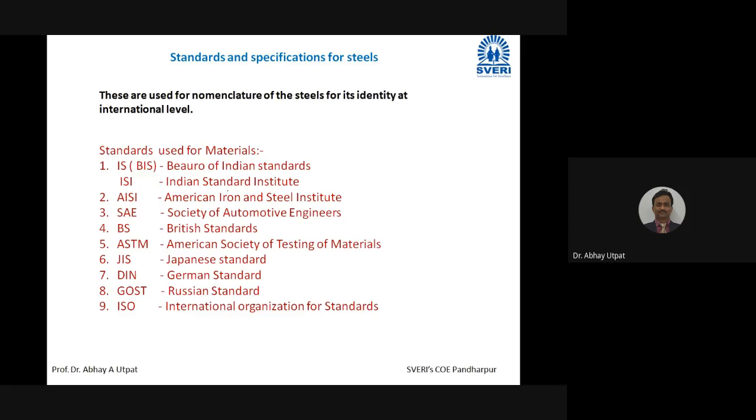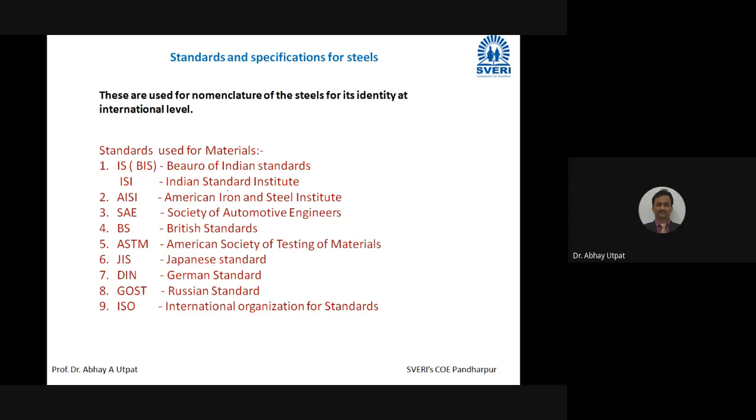International Organization for Standards is ISO. You have seen ISO 9001, ISO 2015. This ISO is one international body which decides some standards. Now, as per this ISO internationally, this code will be the same in every country. Every country has its own standard also. Let us start with the first, IS.